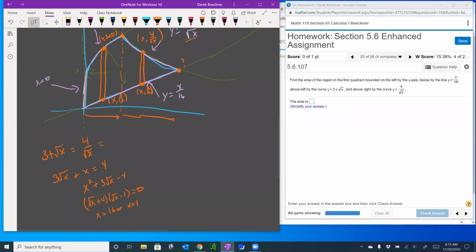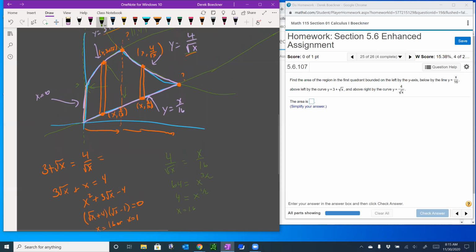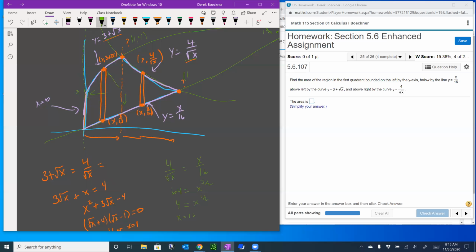And then to find this one, we're going to set 4 over the square root of x equal to x over 16. We get 64 equals x to the 3 halves. So take the cube root, you get 4 equals x to the 1 half, and then you get 16. So I guess I didn't have to go that far out, but I get 16. If I put 16 in there, I get 1 out.